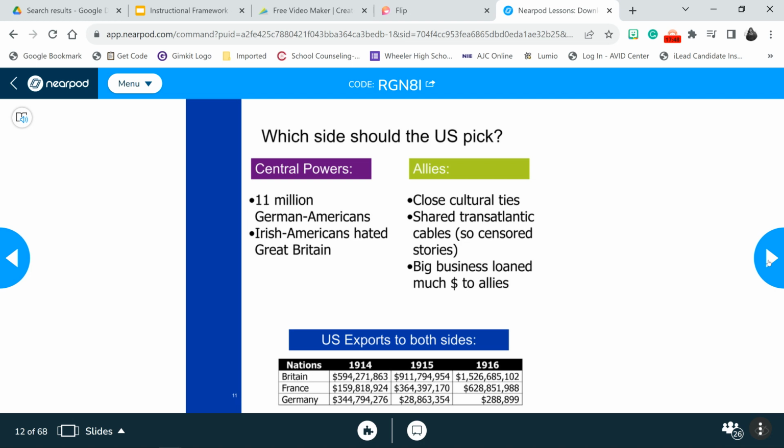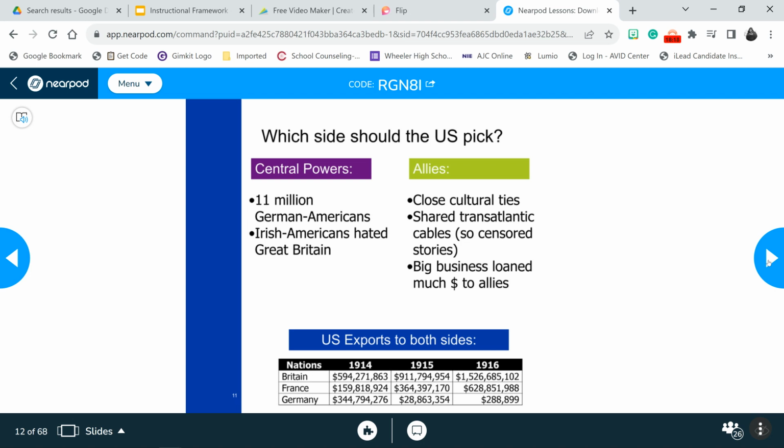On the Central Powers side, you had 11 million German Americans here in the United States. You had Irish Americans who hated Great Britain. On the Allied side, you have very close cultural ties, meaning Great Britain is still like there with us. They shared transcontinental cables. That's important. In other words, everybody can see what everybody's talking about. Does everybody follow? And then also big business loans to much of the Allies.